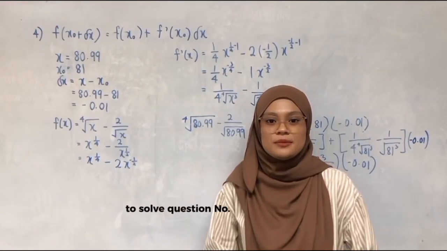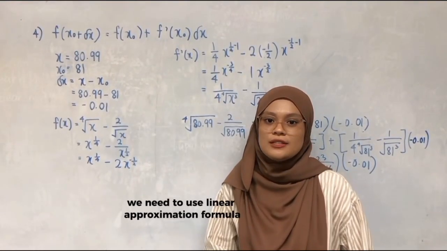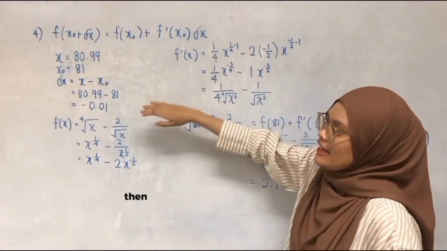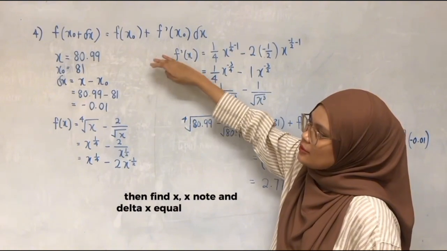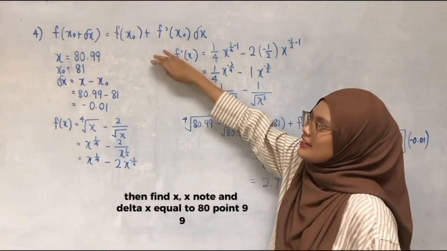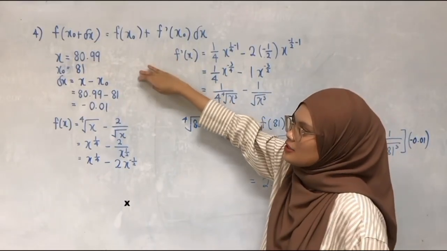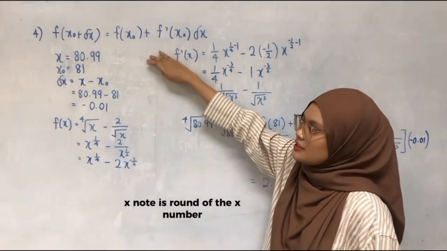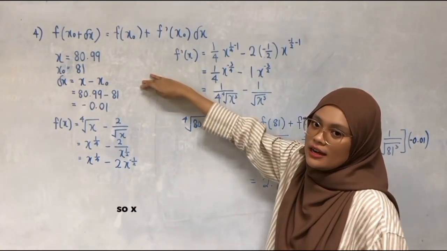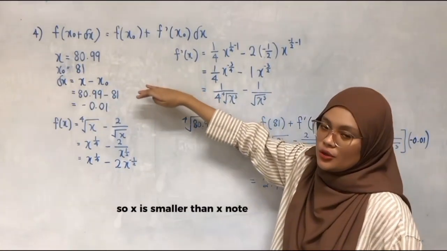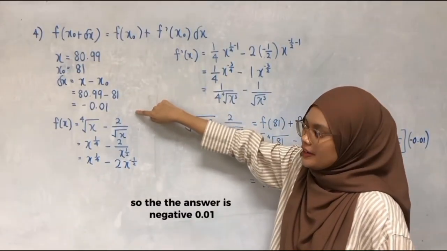To solve question number 4, we need to use the linear approximation formula. This is the formula. Then find x, x naught, and delta x. x equals 80.99. x is the decimal number we get from the question. x naught is the rounded-off x number. Delta x is x minus x naught. So x is smaller than x naught. So the answer is negative 0.01.